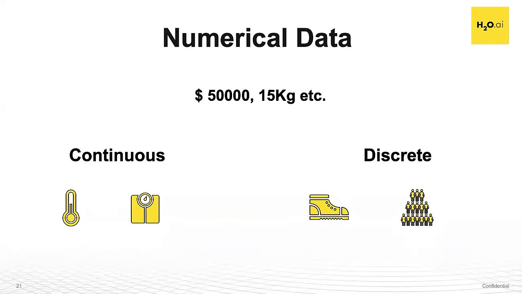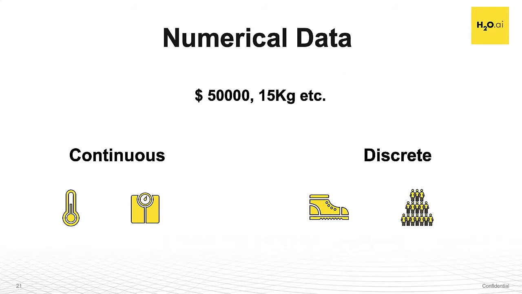Now, numerical data can be further divided into either being continuous or discrete. Now, what does that mean? Continuous data is data that can take any value. For instance, temperature. So temperature could take any value. It could be in decimals, it could be whole numbers. Similarly, weight. So your weight could be 26.3 kgs, 26.435 kgs, or 27 kgs.